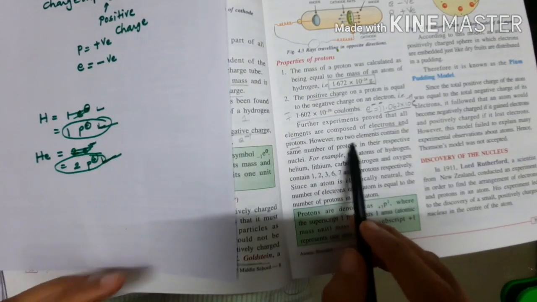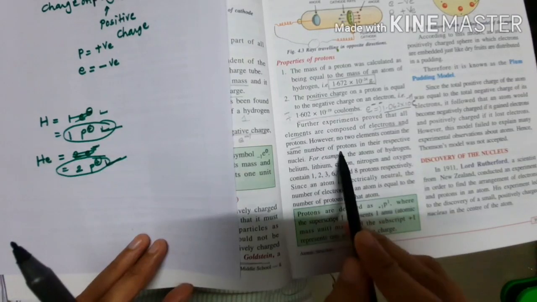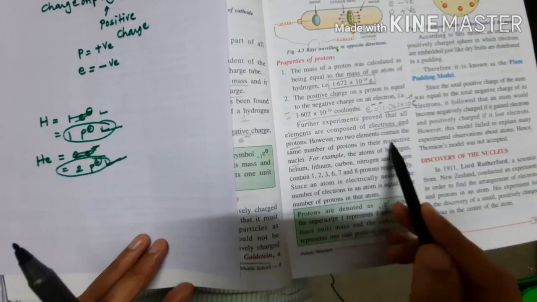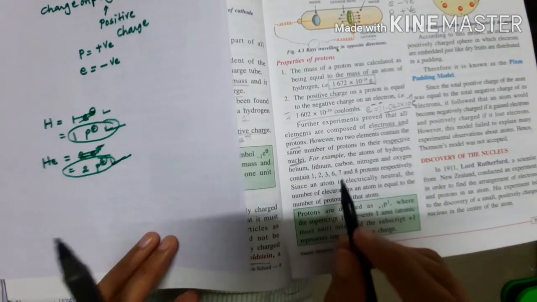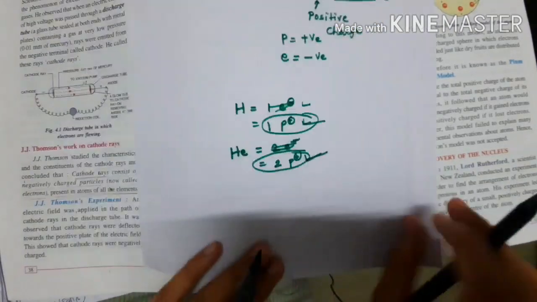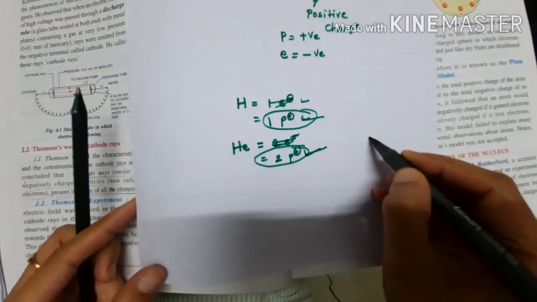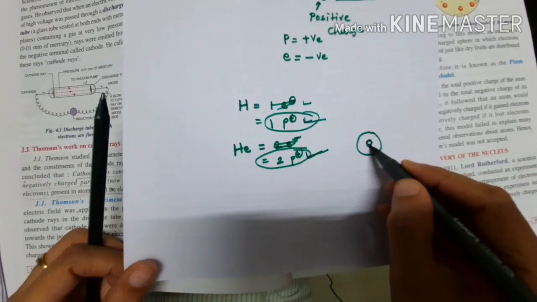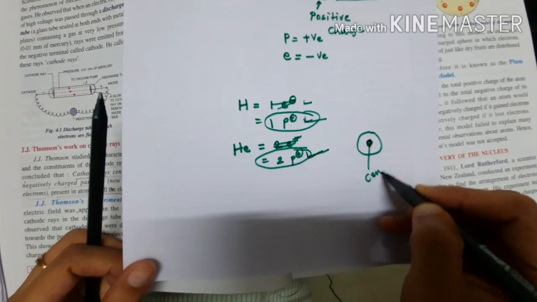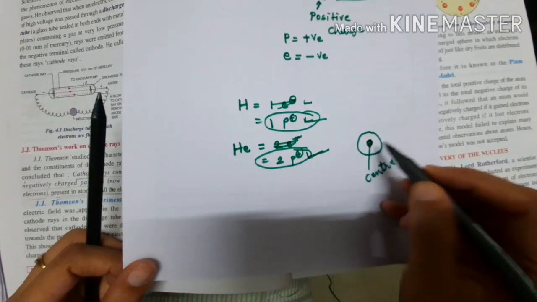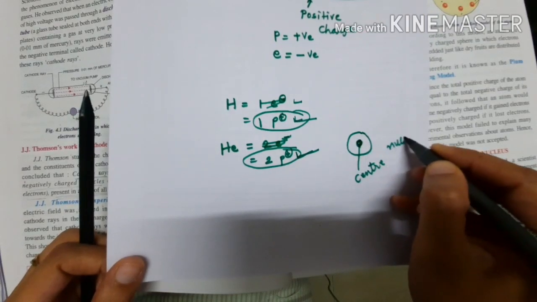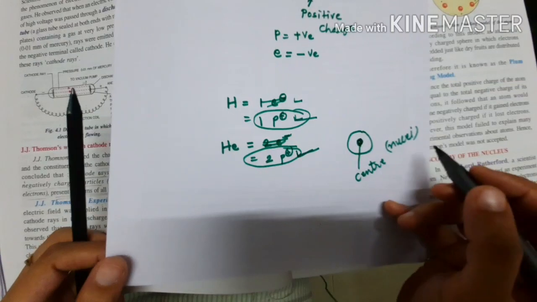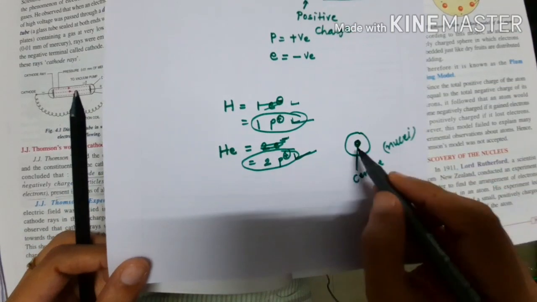However, no two elements contain the same number of protons in their respective nuclei, which means the center of the atom. So this is the center of the atom, which is called the nucleus. Nucleus, nuclei, both are the same. So this is the center.